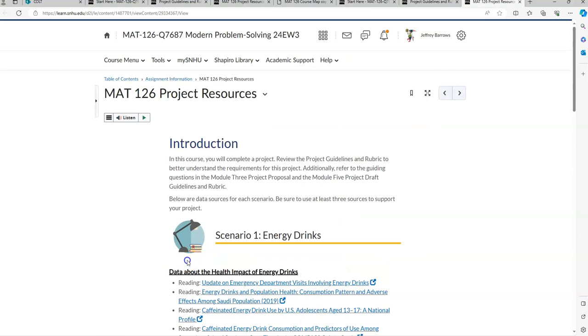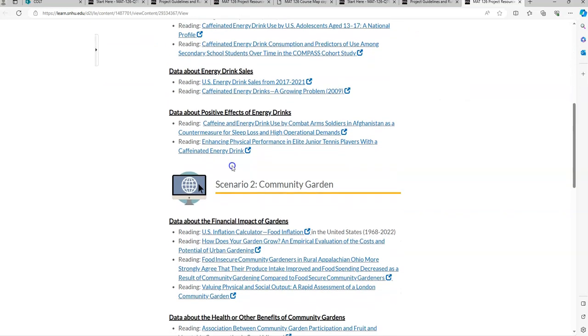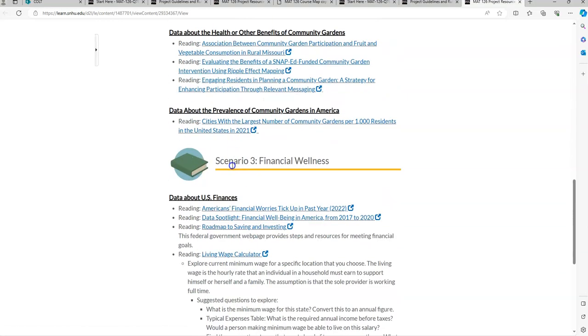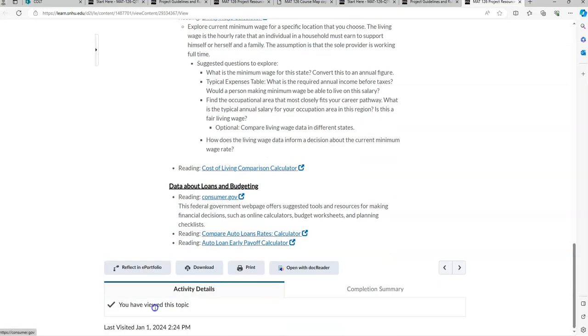Depending on what scenario you choose here, I've hyperlinked another idea here from the assignment information link, and this is project resources. Whether you're choosing scenario 1, scenario 2, or scenario 3, what's contained here is a lot of good information, a lot of good data that will serve as the basis for your project. So you definitely want to take a good look at this.